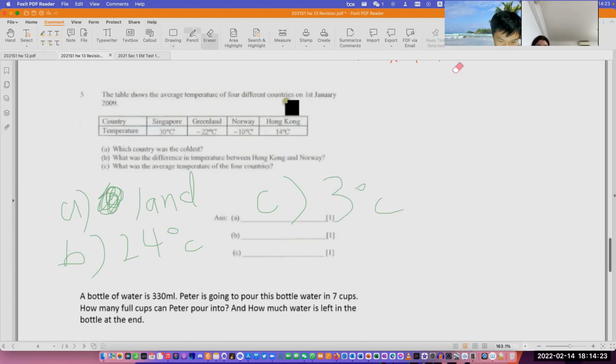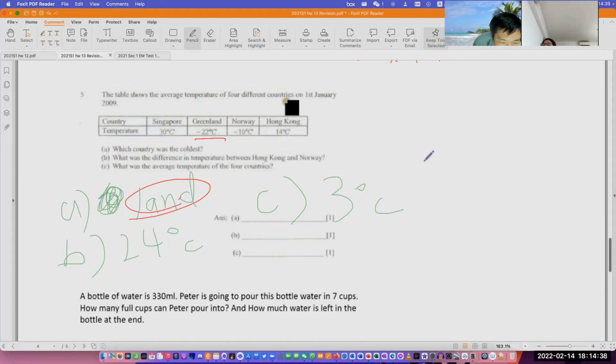Okay, so let's look at it together. Which country was the coldest? Coldest means the more negative it is, the colder it is. So Greenland. Basically you need to write Greenland.